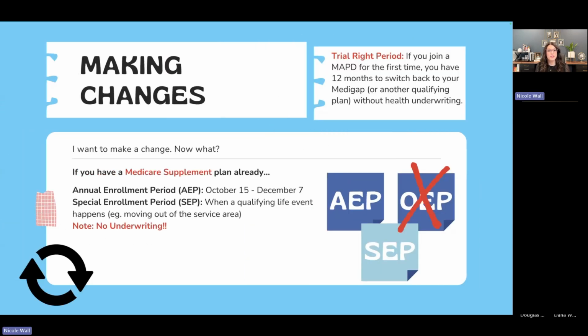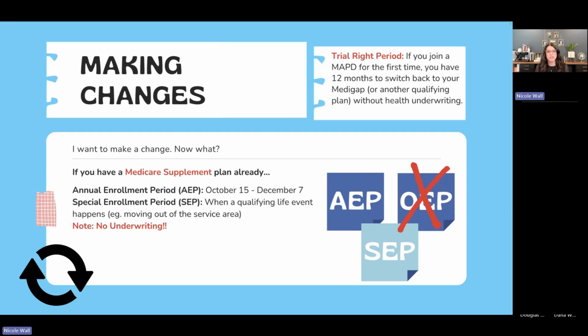Now, if you are on a Medicare Supplement plan already and you want to move into a Medicare Advantage plan, then you can do so during the annual enrollment period again, October 15th through December 7th. And you'll notice that the open enrollment period goes away, because again, that's only available for people already enrolled in a Medicare Advantage plan. And then again, the special enrollment period.